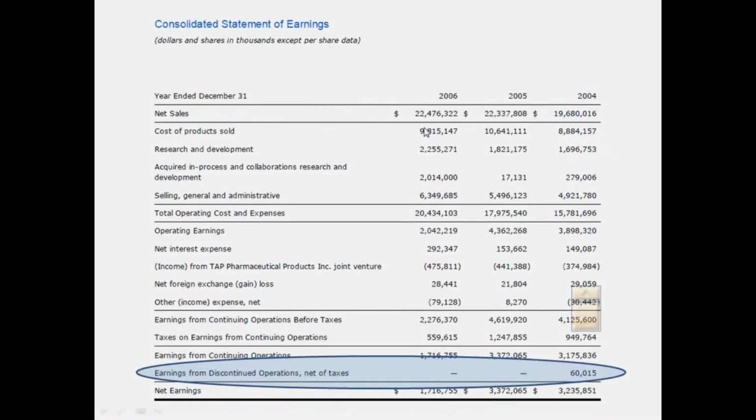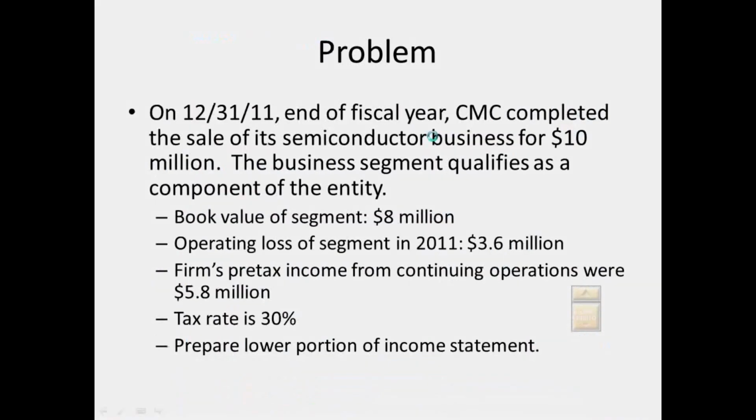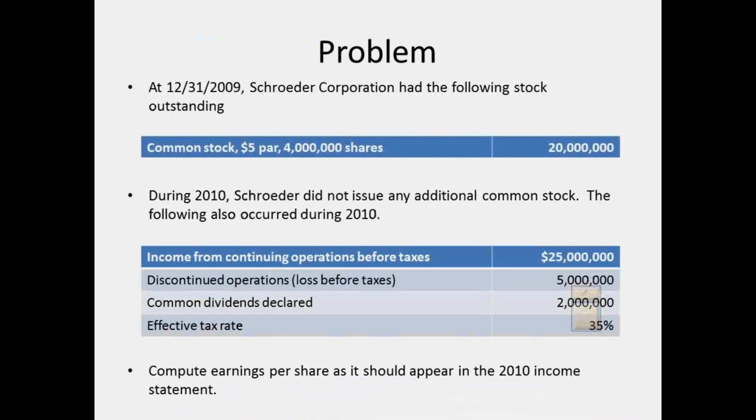All right, so let's go to another one. Now this one you should now be able to do, okay? We've got a company. They have common stock, 4 million shares outstanding. They just happen to have a $5 par value. They don't issue any additional stock during 2010, and here are the things that happen.